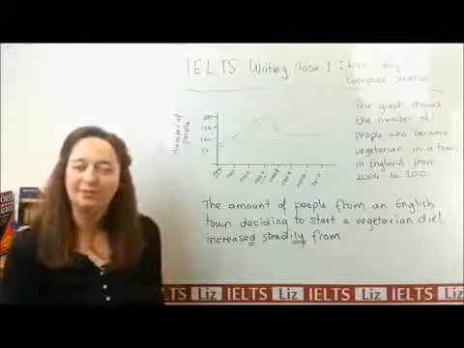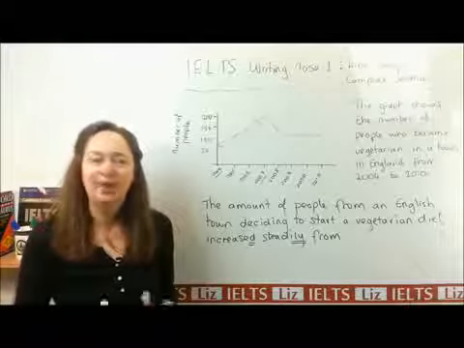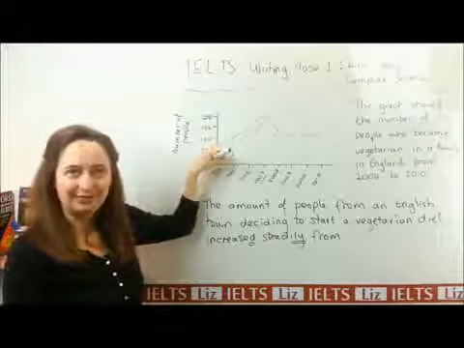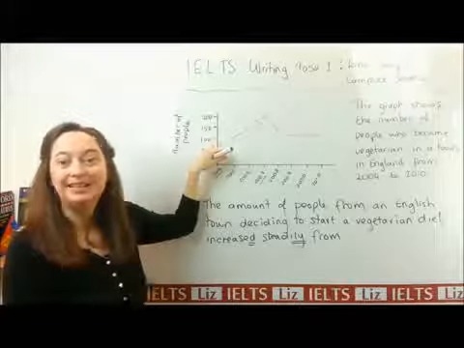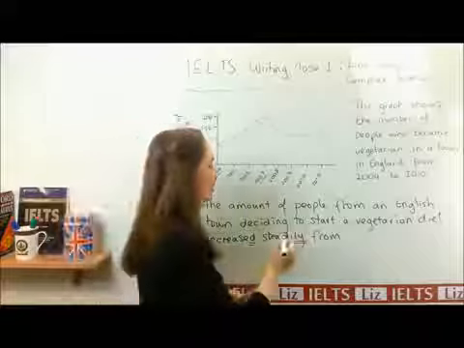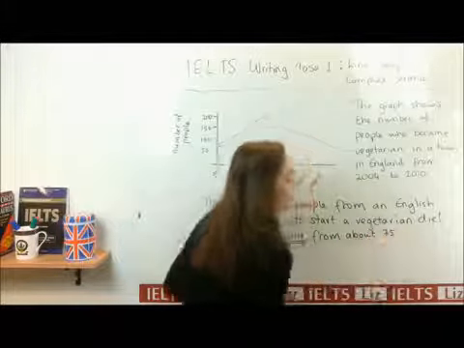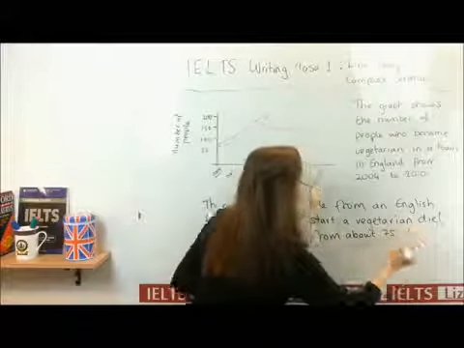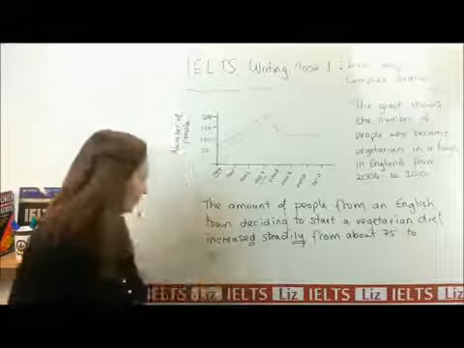Now here's the question. Is it exactly 75? Are we sure? When we look at the graph, we think it's 75, but it could be 76, it could be 74. So we need to be careful with that, and we can say from about 75. So about 75 to, there we are, 200.